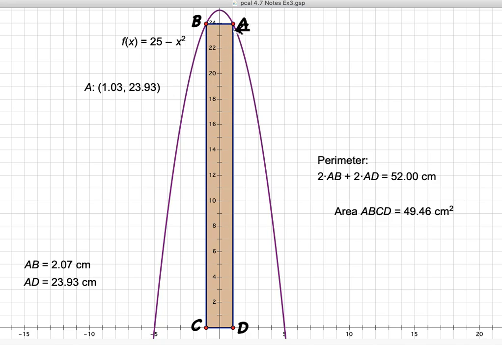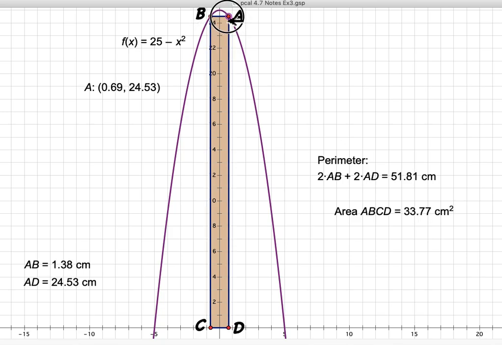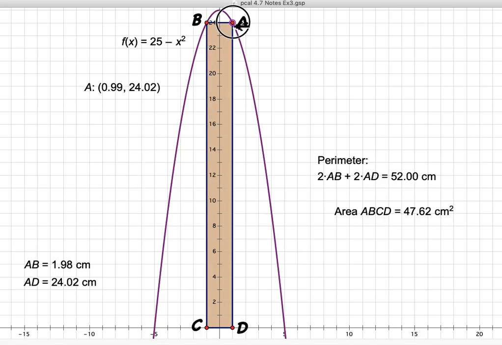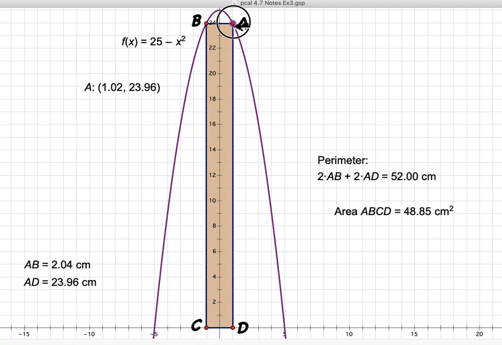So as x gets smaller than 1, you can see what's happening to the perimeter. It's getting smaller and smaller. As the x-coordinate of point A gets more than 1, again, it's getting smaller and smaller. So the maximum perimeter of this rectangle will happen when the x-coordinate of point A is about 1. And that maximum perimeter will be 52.